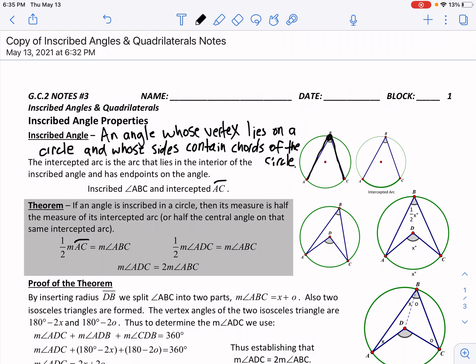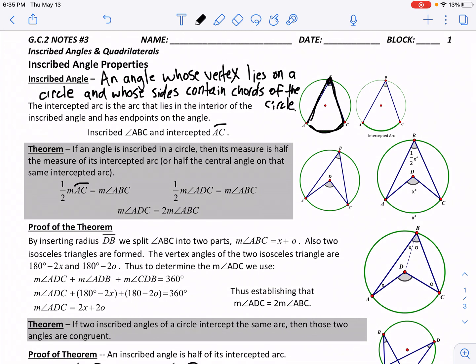Now the intercepted arc is the arc that lies in the interior of the inscribed angle and the endpoints of the angle. So for instance, when we're looking at the inscribed angle ABC that I just traced out here, AC is the intercepted arc. That's the intercepted arc that we're talking about when we're referring to angle ABC.